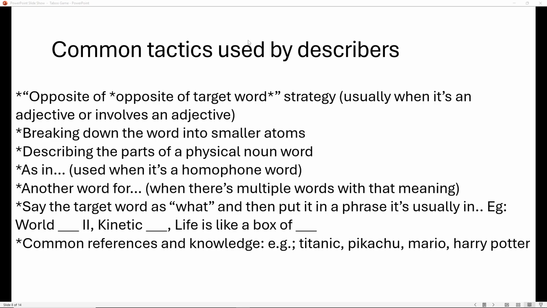I've also seen common tactics used by describers over my experience. I'd say there's the opposite strategy. So if you want to say fast, you can say opposite of slow. That's usually good.